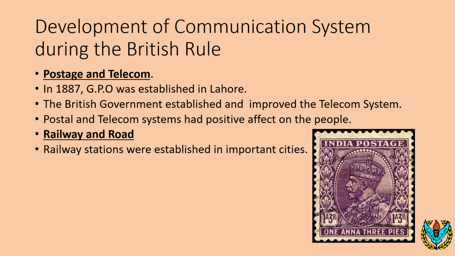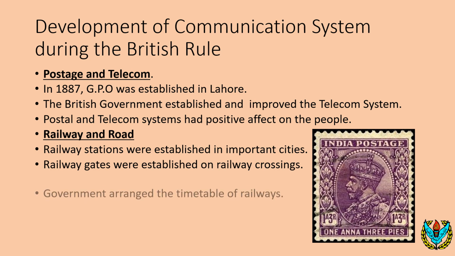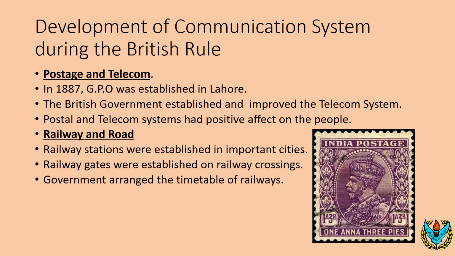Number 3, railway gates were constructed on railway crossings to facilitate the citizens. Number 4, the British government arranged the timetable of railways and introduced the ticketing system, which gave them revenue. Through these steps, the confidence of the people increased toward railways, and they preferred to travel through them.